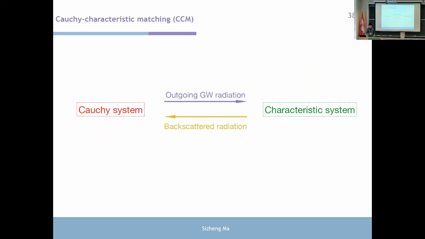So this method is called Cauchy characteristic matching, or CCM. And here you can see that an important step to achieve CCM is to inject the backscattered radiation, as computed from the characteristic side, into the Cauchy side. And this is exactly the tool that I used to study this dynamical nonlinearity.